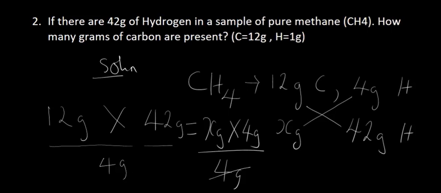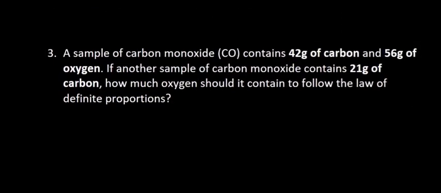So this divide this, and then divide here by 4 grams. So 12 times 42 grams divided by 4. This will give you 126 grams of carbon. Is it clear? Now let's take one more exercise. Solution.